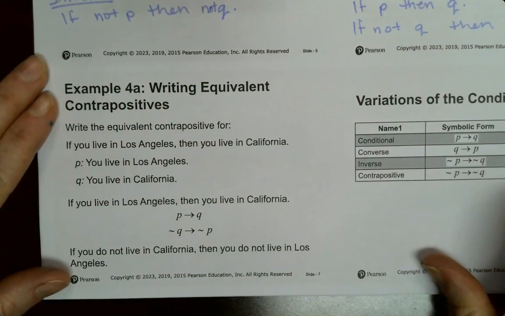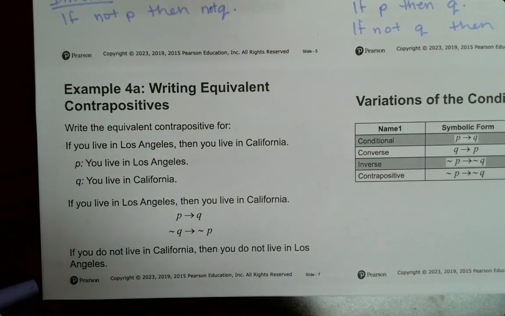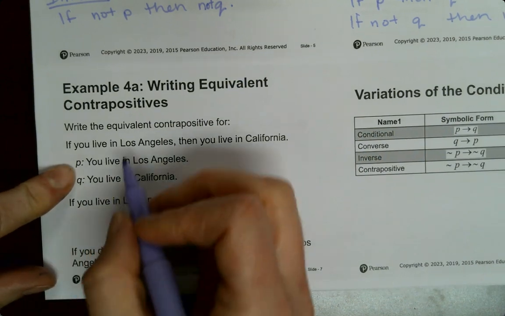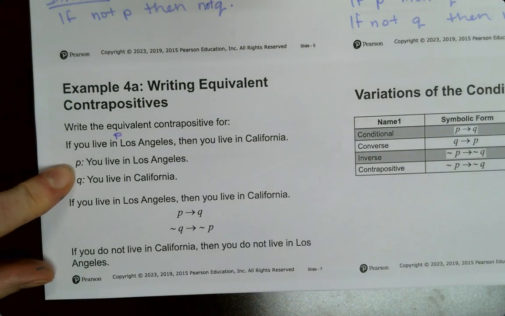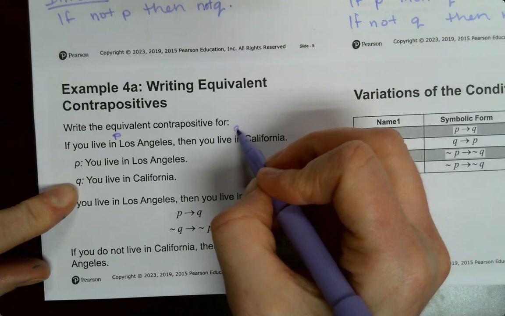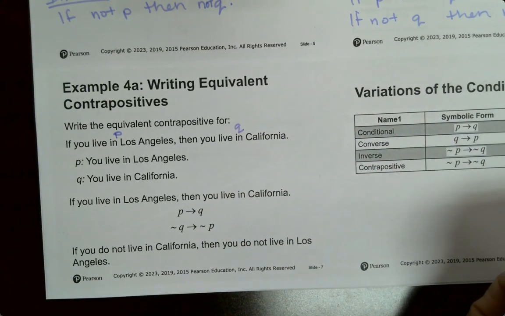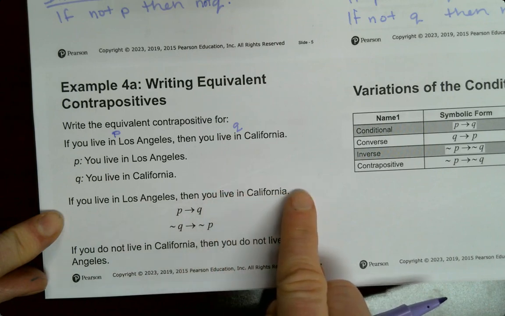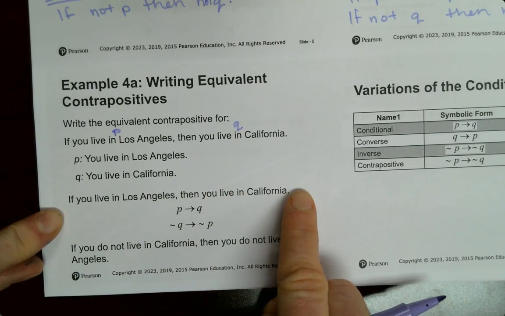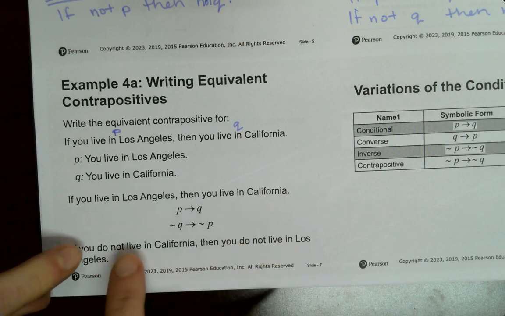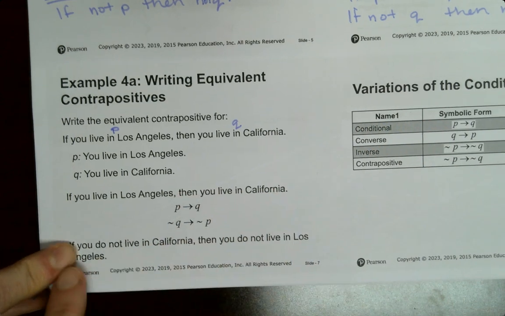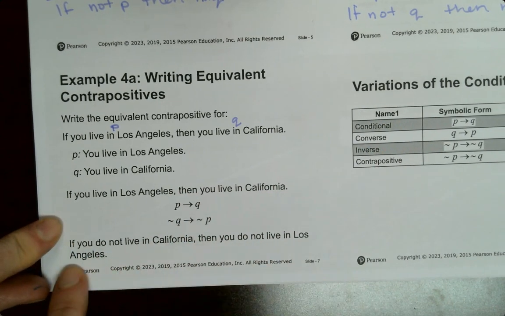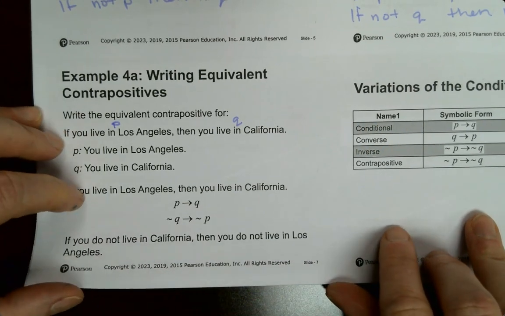All right, let's look at this example. Write the equivalent contrapositive for: if you live in Los Angeles, then you live in California. So P is you live in Los Angeles. Q is you live in California. So that's true. If you live in Los Angeles, then you live in California. The contrapositive, when you flip and negate: if you don't live in California, then you do not live in Los Angeles. That's true.